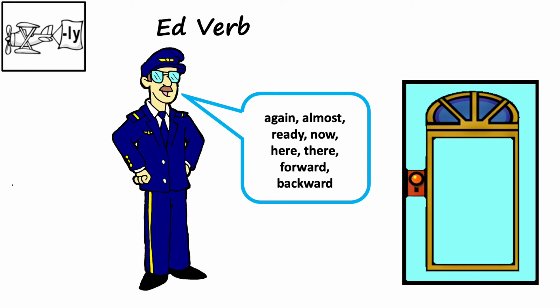If his throw was bad, Ed wanted to encourage him and would say, almost. He told Herb to always be ready to throw when he said, now. He would direct Herb to throw it here or there, or throw it forward or backward. Big brother Ed Verb was always modifying what his little brother Herb Verb did. That's what adverbs do. That's the job of adverbs.